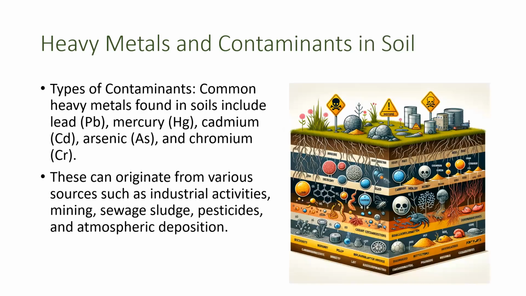So the types of contaminants that we see in soil include lead, mercury, cadmium, arsenic, and chromium. And these typically originate from various sources such as industrial activities, mining, the application of sewage sludge to land, pesticides, and atmospheric deposition, either locally or over large spatial scales.